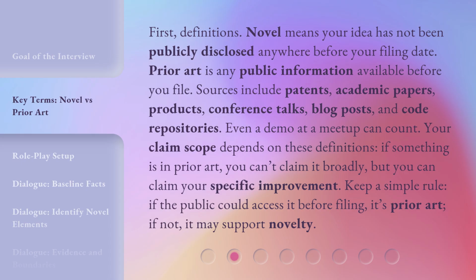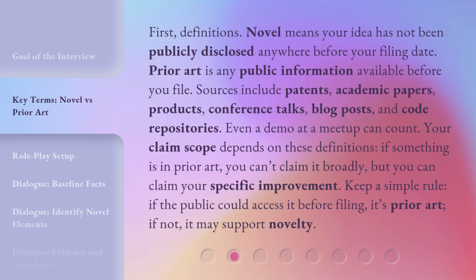First, definitions. Novel means your idea has not been publicly disclosed anywhere before your filing date. Prior art is any public information available before you file. Sources include patents, academic papers, products, conference talks, blog posts, and code repositories. Even a demo at a meetup can count.